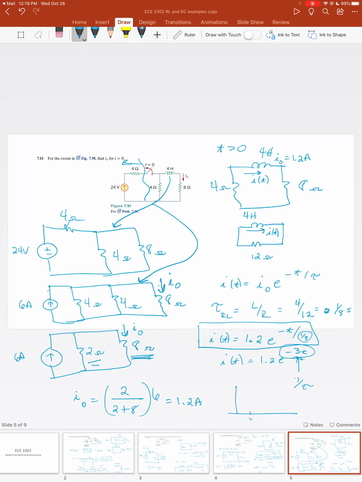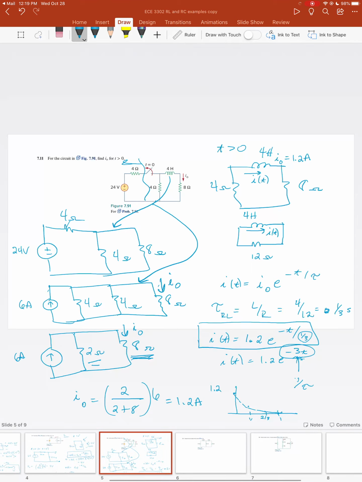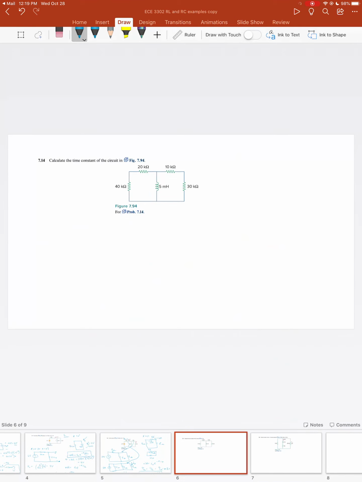And so if you wanted to plot this, you could pick units of 1/3 of a second. So 1/3, 2/3, 1. This would then be 3 time constants. It starts out at 1.2. It drops to about 36% of that, and then it drops to about 36% of the previous value. So you could sketch that, kind of an eyeball sketch. Okay, I think I might have one more example, maybe 2.